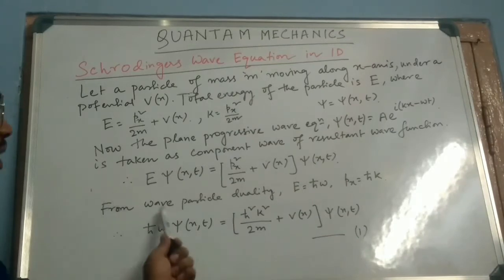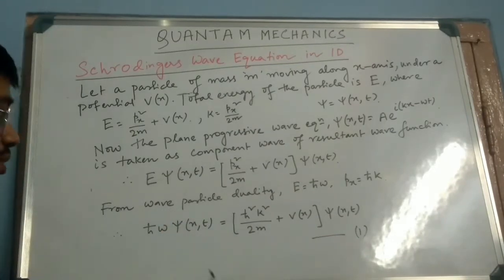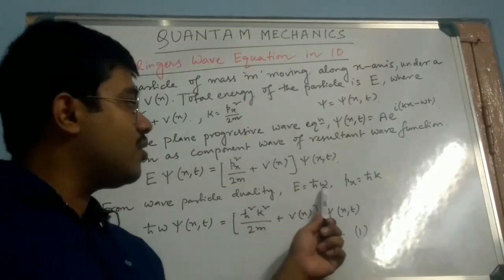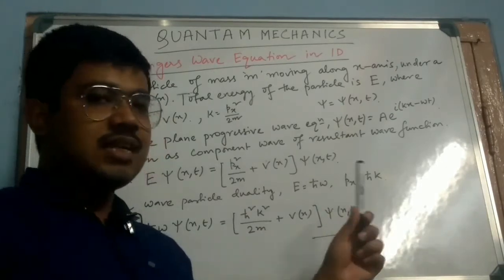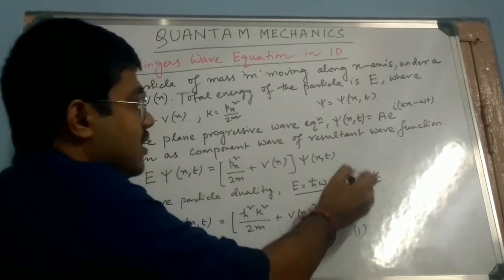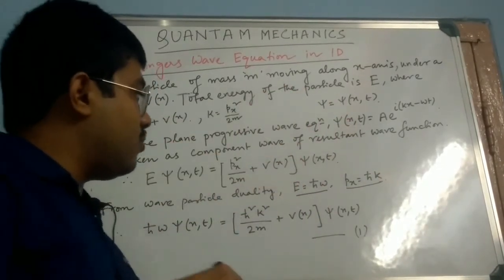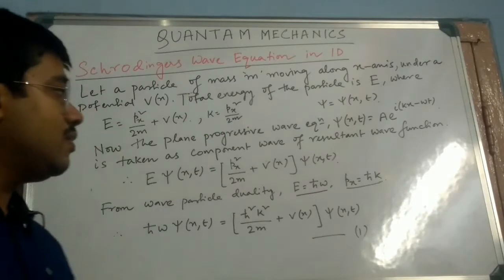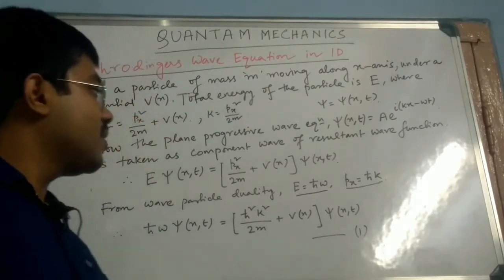Now from wave particle duality, from de Broglie hypothesis, we know that E equal to h cut omega and px equal to h cut k. These two relations come from there. We'll learn that; there will be videos on this also. We'll get that on our YouTube channel.